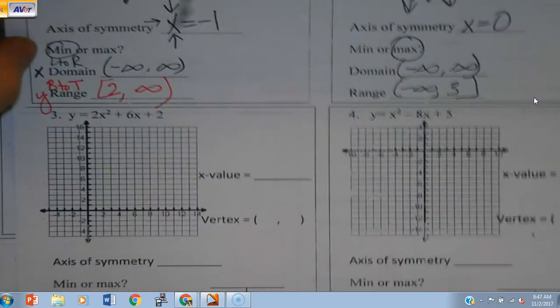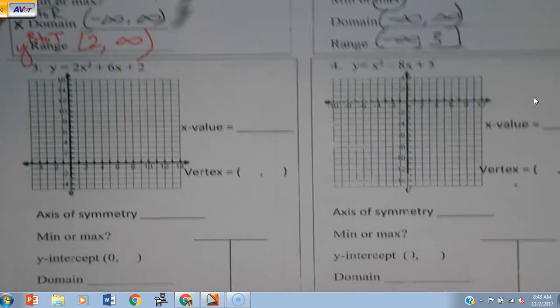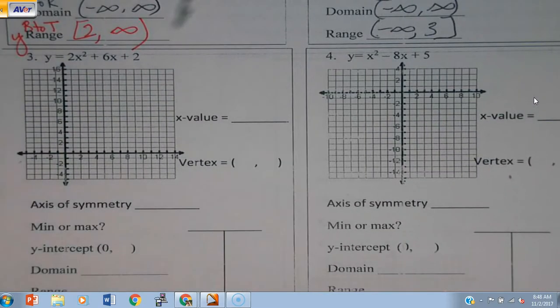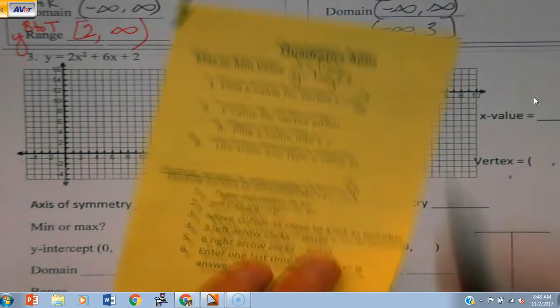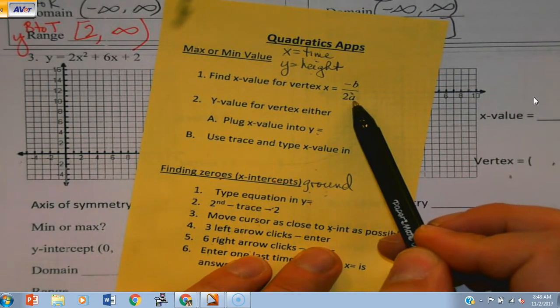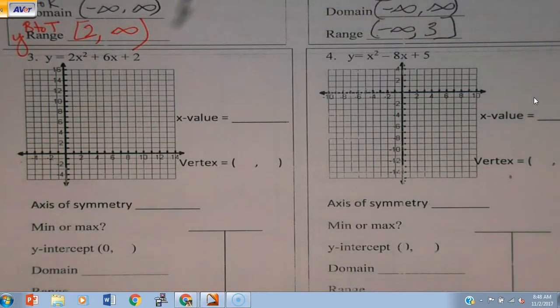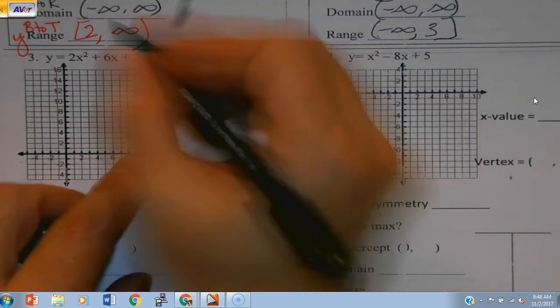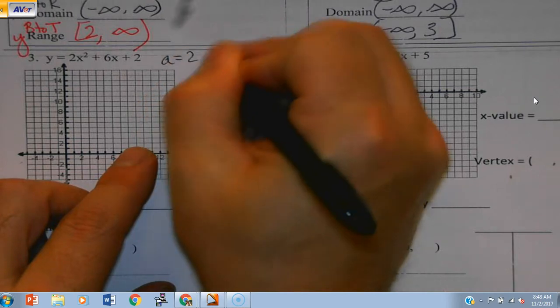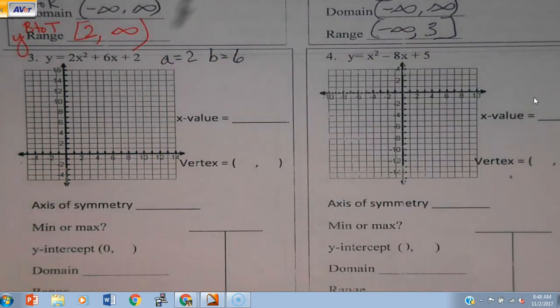So that's what those first couple would look like. So when I get down to 3 and 4, now we're in standard form. Now I've got to calculate my vertex instead of it just being given to me. Now the nice thing, even though this is the quadratic help sheet, there's my little formula for finding my vertex if I forget. So the backup plan is available. So my A value is 2. My B value is 6 here.